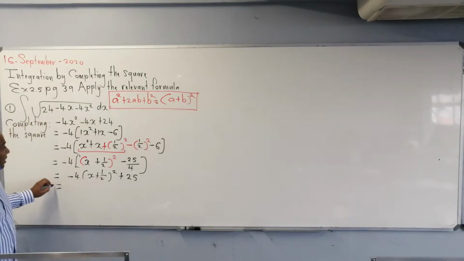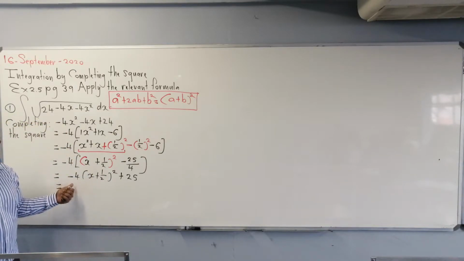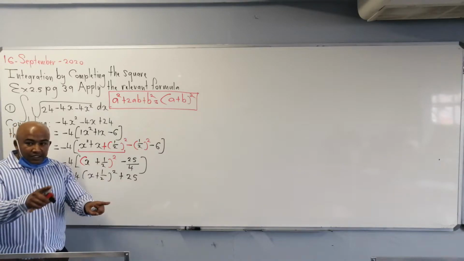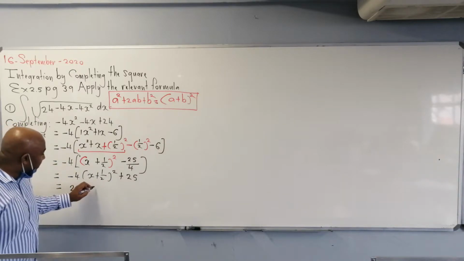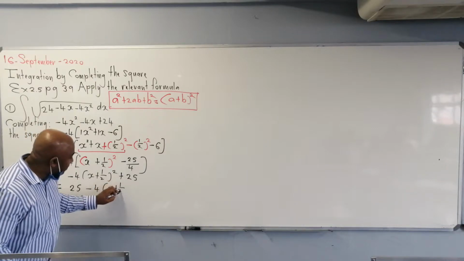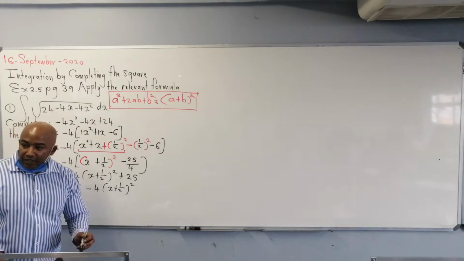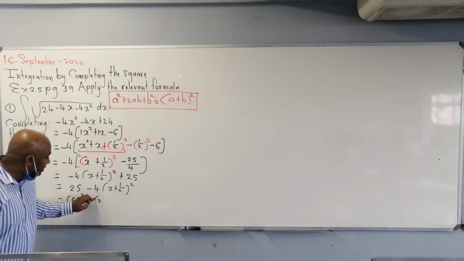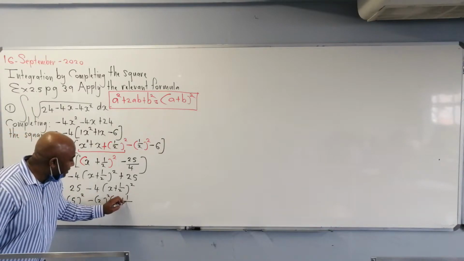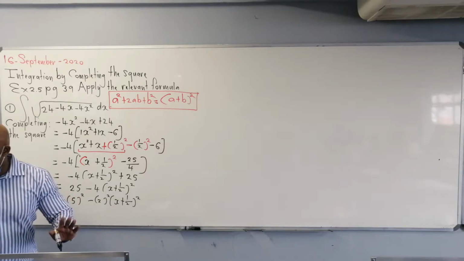Right, so now if you go to your N6 formula sheet, you'll notice that there is no formula that will start off with a negative. Okay, so what you're going to do is swap the arrangement here. So write it as 25 minus 4 times x plus 1 over 2 squared. So now we want to rewrite everything as squares. So 25 can be written as 5 squared, 4 can be written as 2 squared, and that's x plus 1 over 2 all squared. Alright, so that's ready now for substitution.